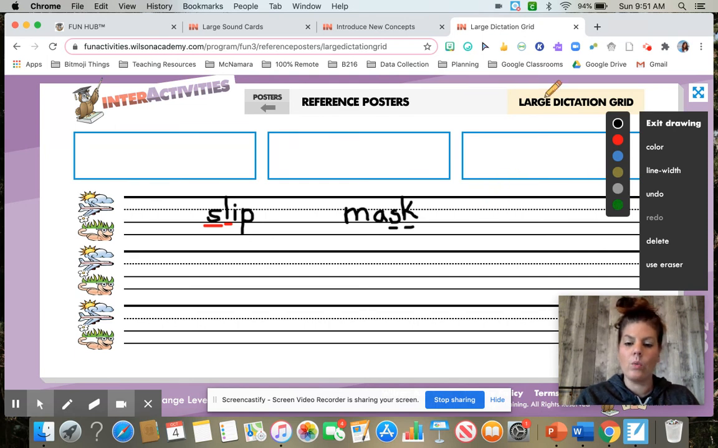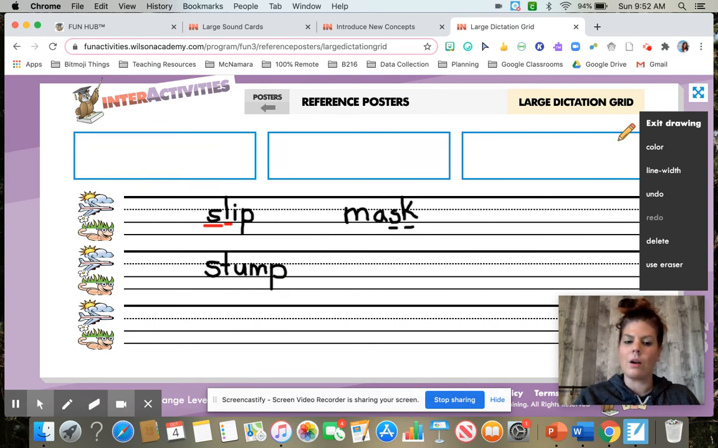Now I'm going to write the word stump. Let's tap that first, like a tree stump. S-T-A-M-P. Stump. Here we go. Stump. Great job. And we need to mark it up.